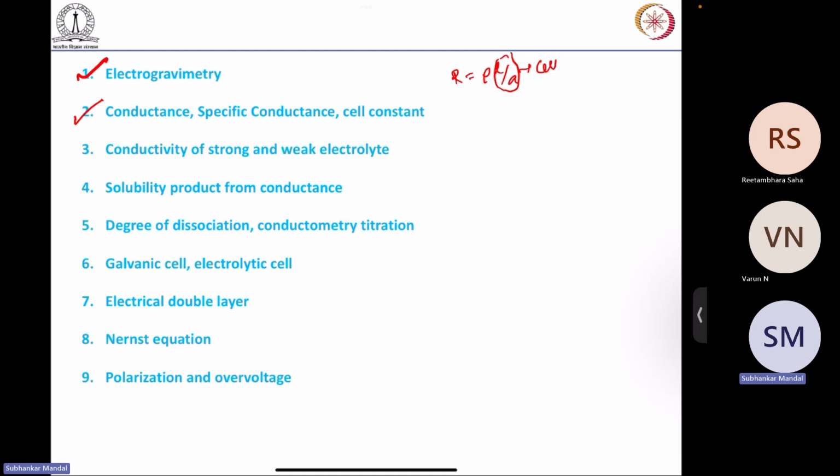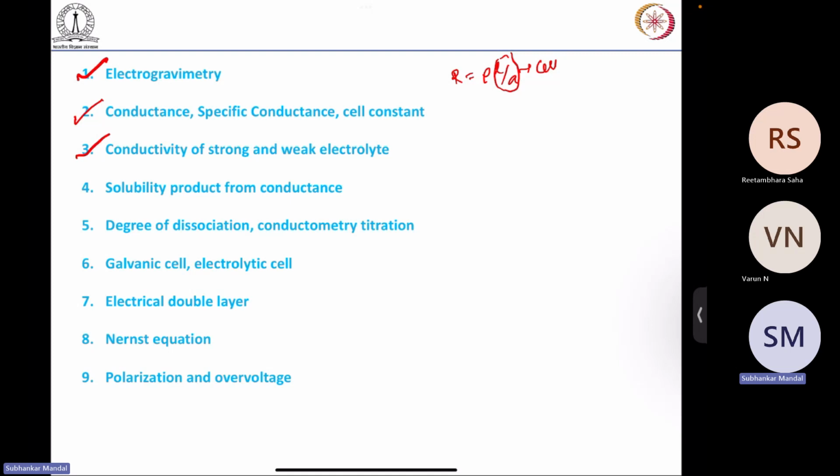You have to take some standard solutions, like different concentrations of KCl, and from there you get to know the specific conductance for each concentration of KCl, and from there you get the cell constant. Once you know the cell constant, you can calculate the conductivity of your unknown solution. That we discussed last week.